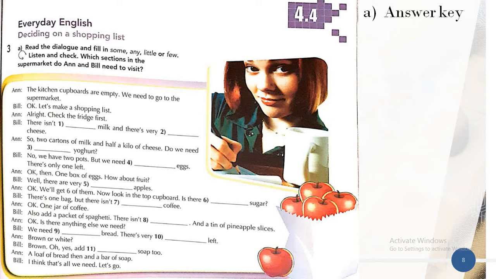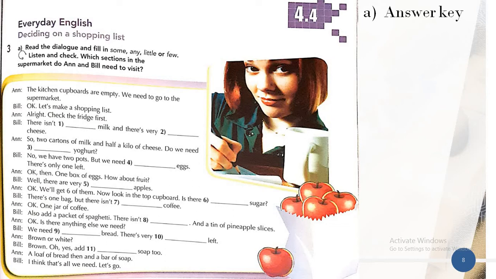Do we need yogurt? Bill: No. We haven't 2 pots, but we need eggs. There is only 1 left. Anne: Okay. Then 1 box of eggs. How about fruit? Bill: Well, there are very apples. Anne: Okay, we will get 6 of them.